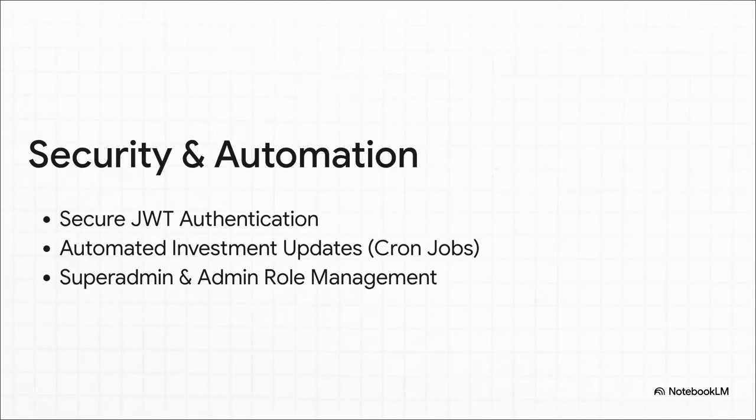All right, first up, security and automation. You see, secure JWT authentication. That's just a modern way of saying user logins are safe. Then you have automated cron jobs. This is awesome. It means the system handles repetitive stuff, like calculating investment returns all by itself. And finally, role management. This gives you total control over who can see and do what on your platform.